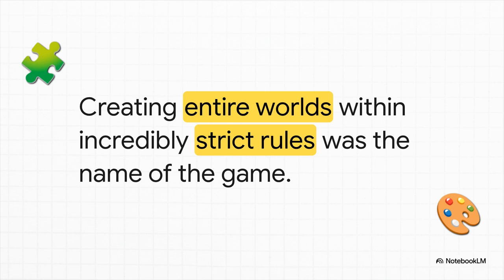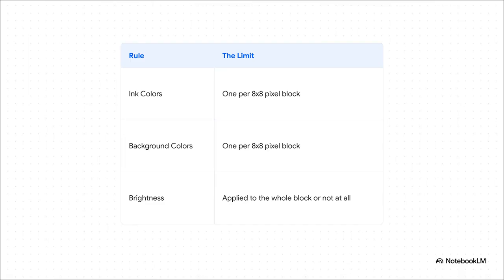set of technical rules. And to give you a real sense of just how strict these rules were, let's take the ZX Spectrum, for example. In any 8x8 block of pixels, that's a tiny square, you could only have one color for the foreground, the ink, and one for the background. And brightness? Oh, you couldn't just make one pixel brighter. Nope, the entire block was either bright or it wasn't. Just try to imagine painting a masterpiece with those kinds of rules.